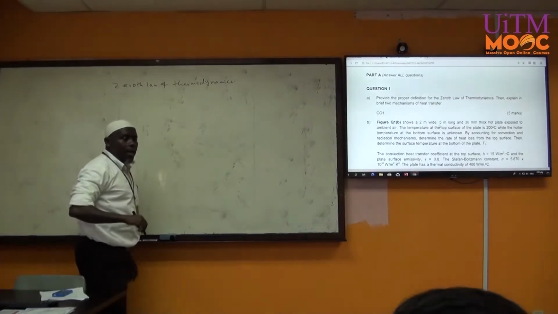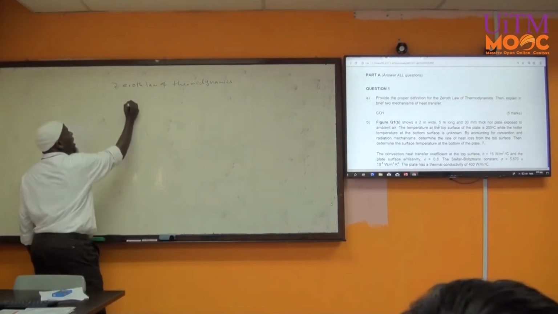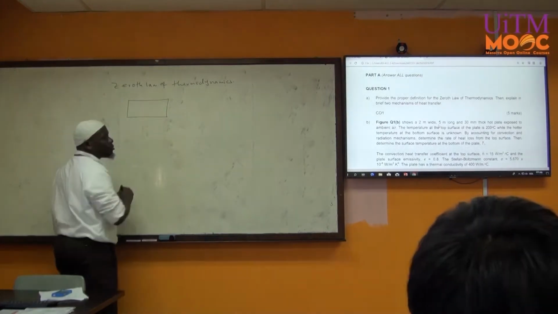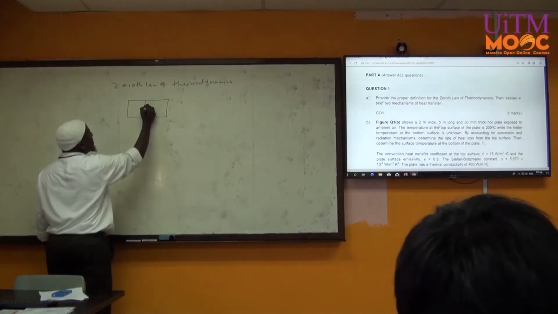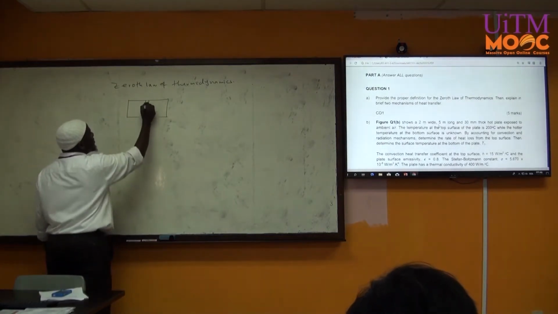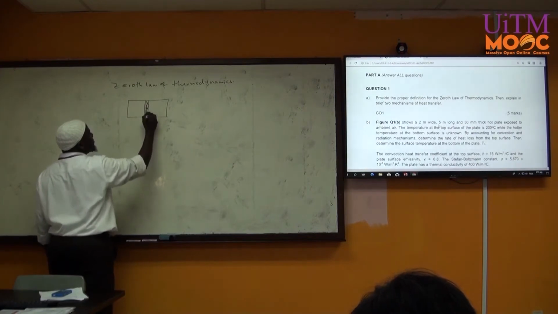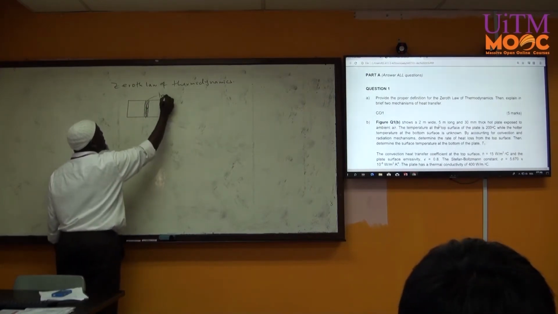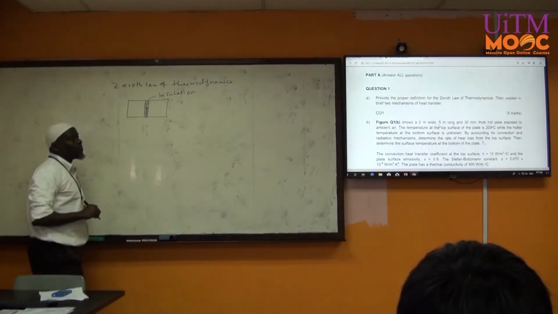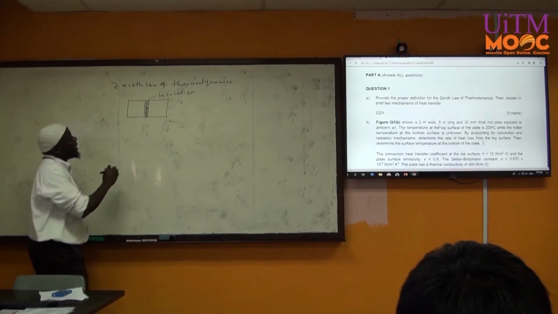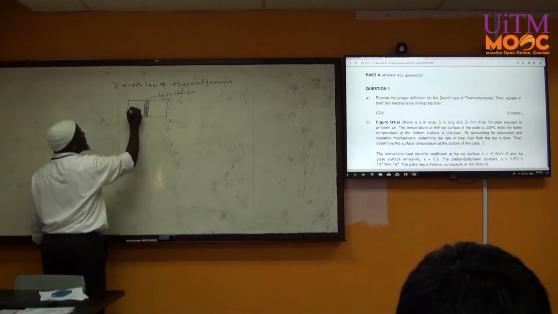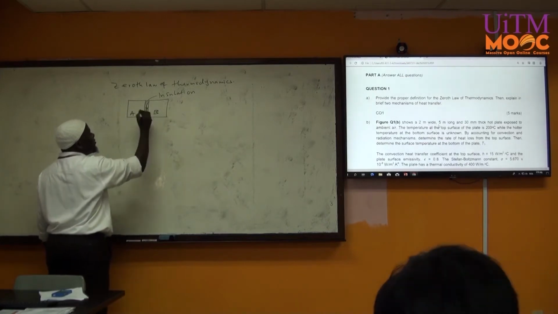Now, pay attention, please. Let's say we have two bodies that are separated by thermal insulation material. So this is insulation. It's an insulation material, and we have material A, material B, material C. So this is A, B.